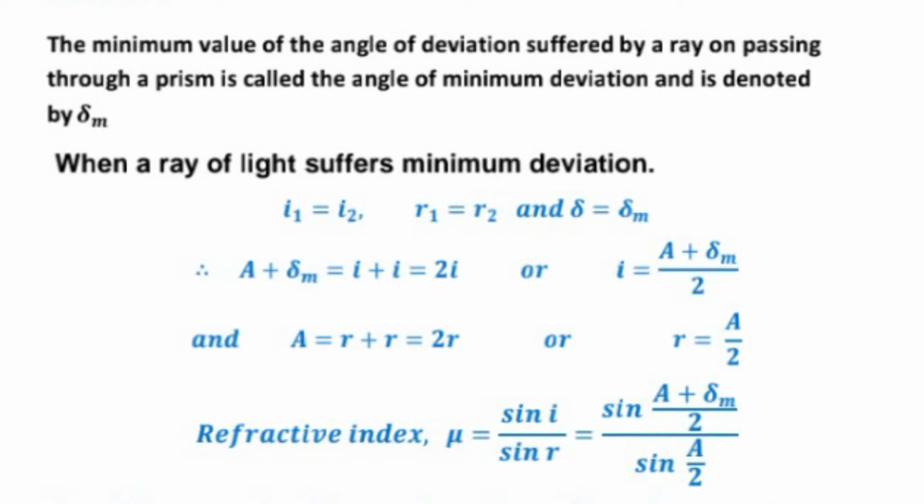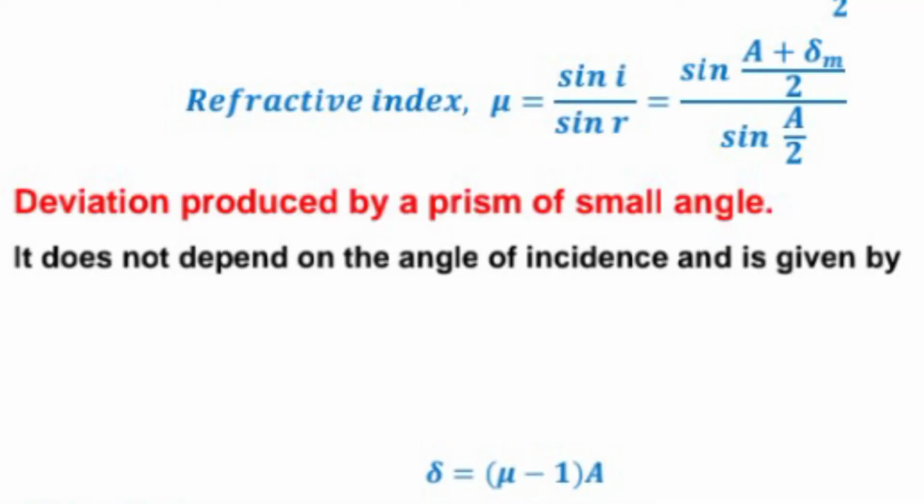Then refractive index mu can be written as sin I upon sin R. In place of I I will put A plus delta m upon 2, and in place of R, I will put A upon 2, then mu equals sin of A plus delta m upon 2 upon sin A upon 2. Deviation produced by a prism of small angle. It does not depend on the angle of incidence and is given by delta equal to mu minus 1 into A.